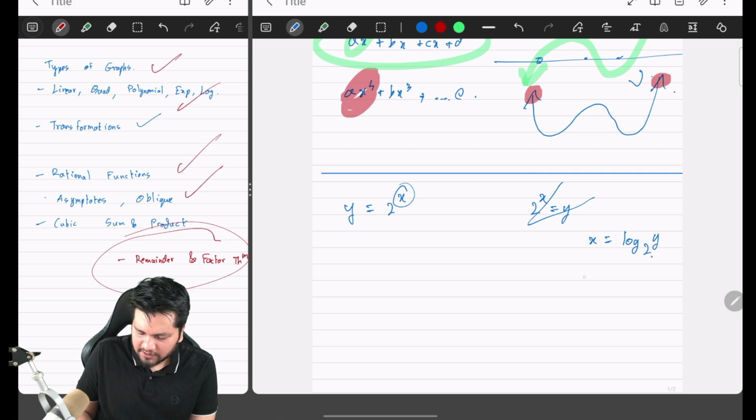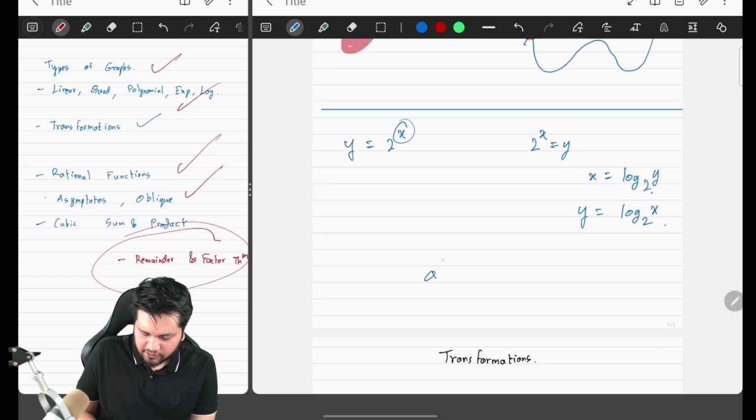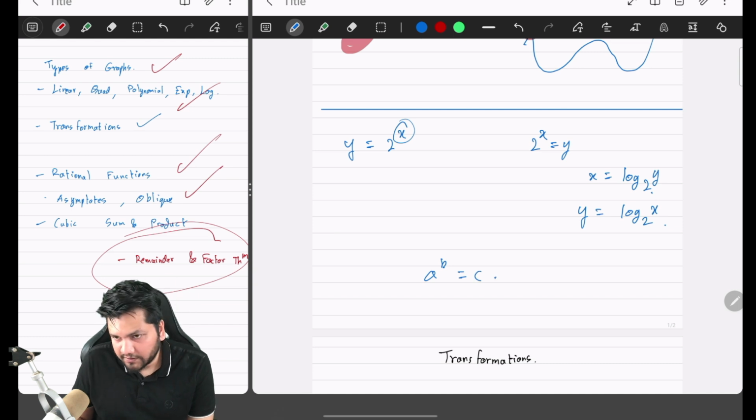So the inverse function is y is equal to log x to the base 2. By the way, this is nothing but your tick mark rule, which is: if I have a to the power of b is equal to c, and I want to convert that into logs, all I have to do is make b the subject.